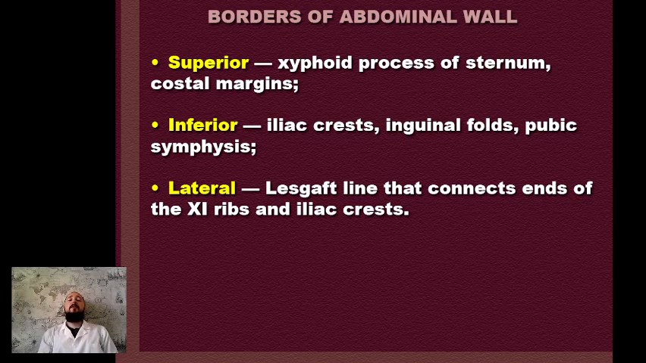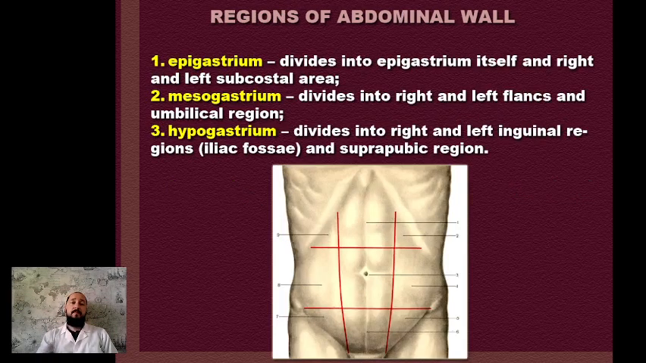Laterally, it is the so-named Lesgaft line that connects the ends of the 11th ribs and iliac crests. The Lesgaft line is the same as the mid-axillary line, but the Lesgaft line begins from the 11th rib. So the Lesgaft line is just a part of the mid-axillary line, lower than the 11th rib.